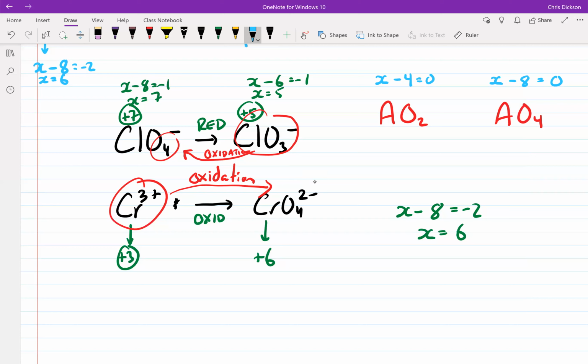Although I would be careful if you have something where maybe you have AO2 and you're going to AO4, but now it's A2O4. So be careful about subscripts if you're using this little trick. Maybe using oxidation numbers in that case would be a better way to go.